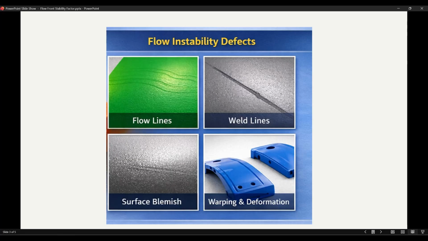Surface blemishes: this is a sudden change in the velocity that causes the surface blemishes. It's often caused by some moisture content in the materials. We often refer to that as silver streak marks as well. So anything that becomes visible on the surface we call a surface blemish. And then of course the warpage and deformation. In today's episode we are not going to concentrate much on warpage or deformation, because this is a resultant outcome caused by the flow front instability.